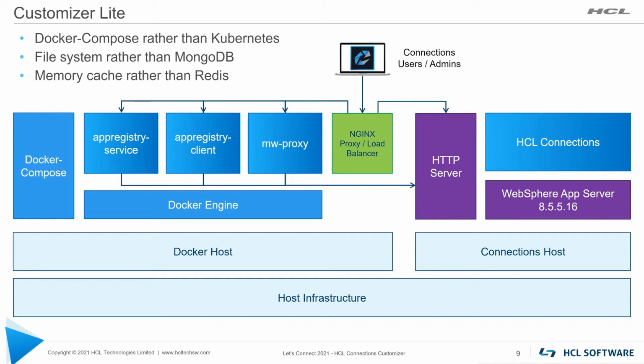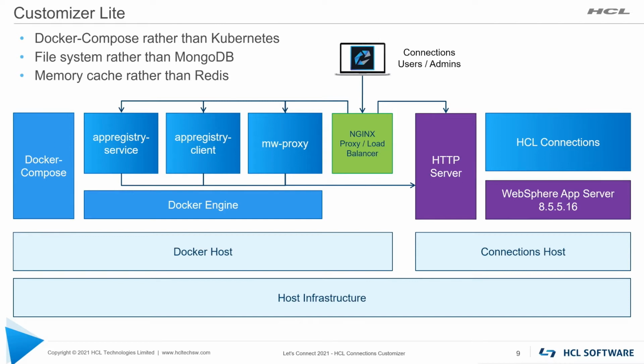But this is a relatively simple two-part setup. There's the Connections environment on the right, simplified down into a Connections host, which may or may not be a single host, but it's the Connections environment that already exists. And the other part is a Docker host or a Docker runtime, in which run these three services. Customizer is made up of three specific services.